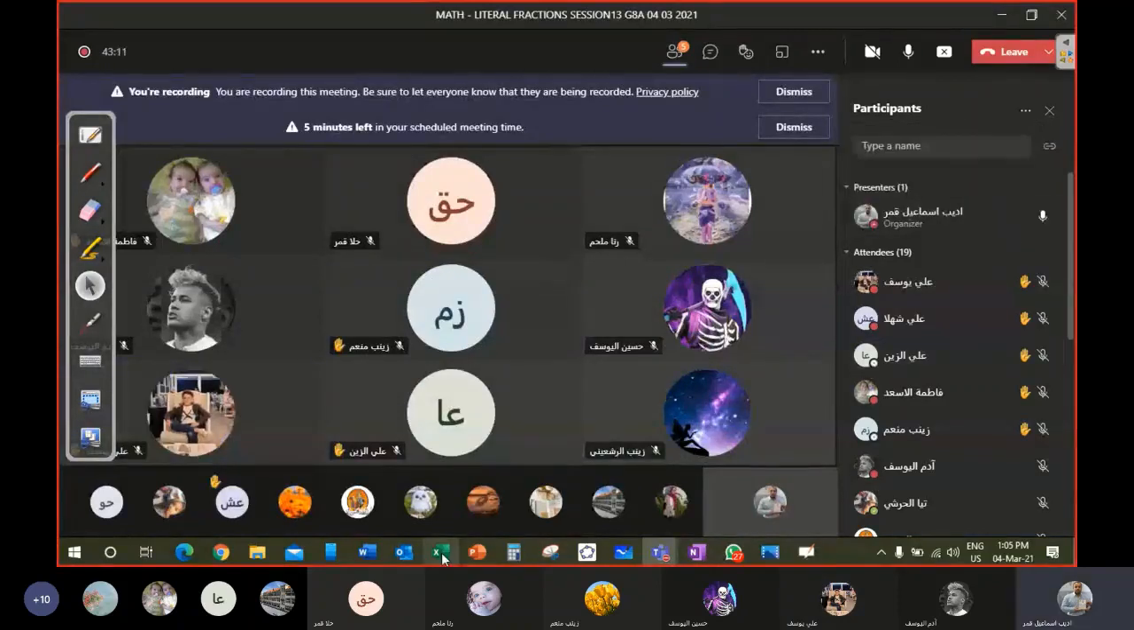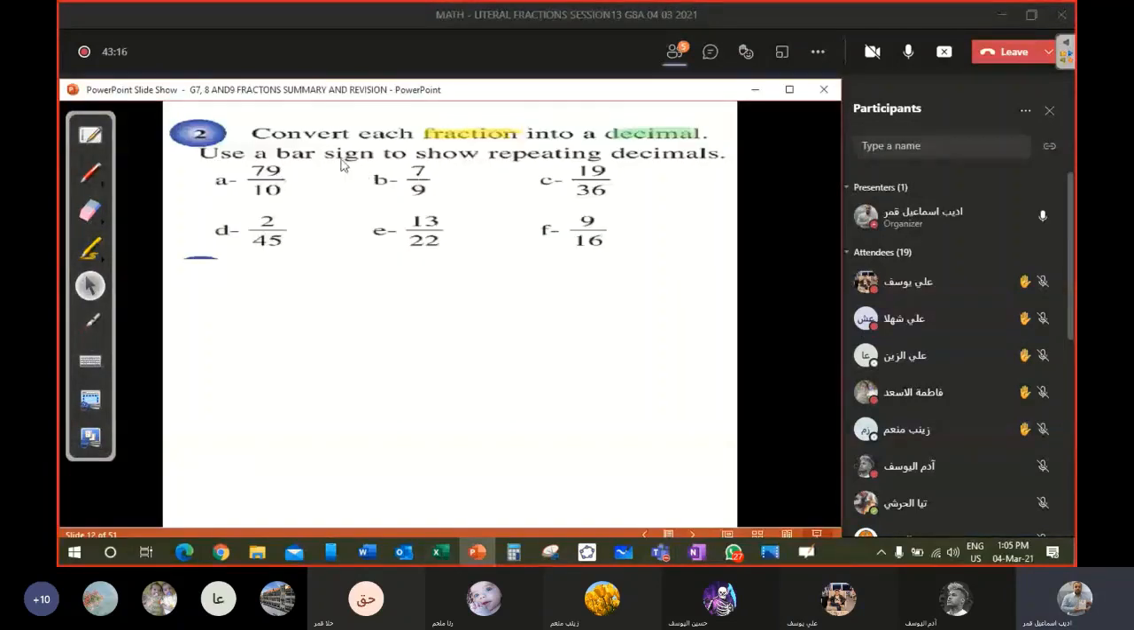So, we continue. Convert each fraction into a decimal. Use a bar sign to show repeating decimals. If there are periodic numbers, use a bar sign. Put a bar above the period. Okay? Now you can use your calculators. You have 3 minutes to work them. On your homework copybooks, get a calculator and start working them. And we should say which one is decimal and which one is periodic. Repeating means periodic.